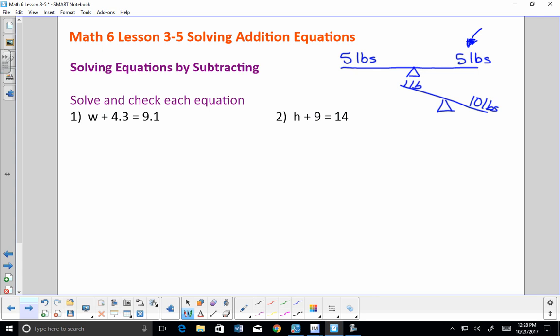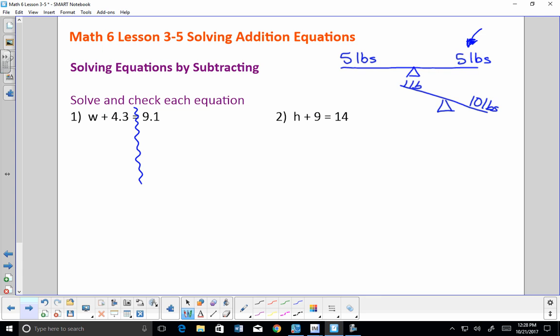So right here, if I draw a little squiggly line down through my equal sign, I have the left side of my equation, which says w plus 4.3, and the right side of my equation, which says 9.1. In order to keep these sides balanced, I need to have the variable all by itself. W is a loner. He does not like neighbors and friends. He likes to be all by himself.